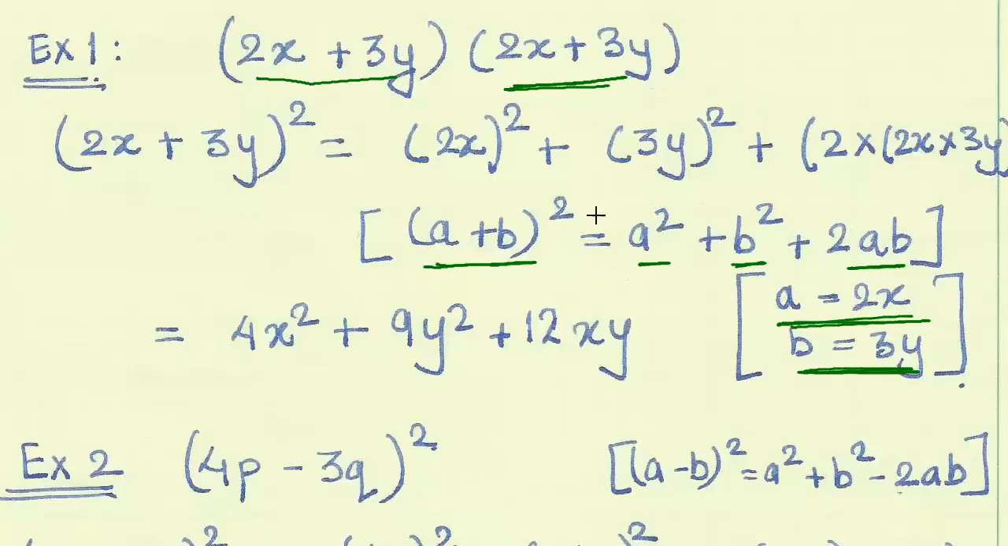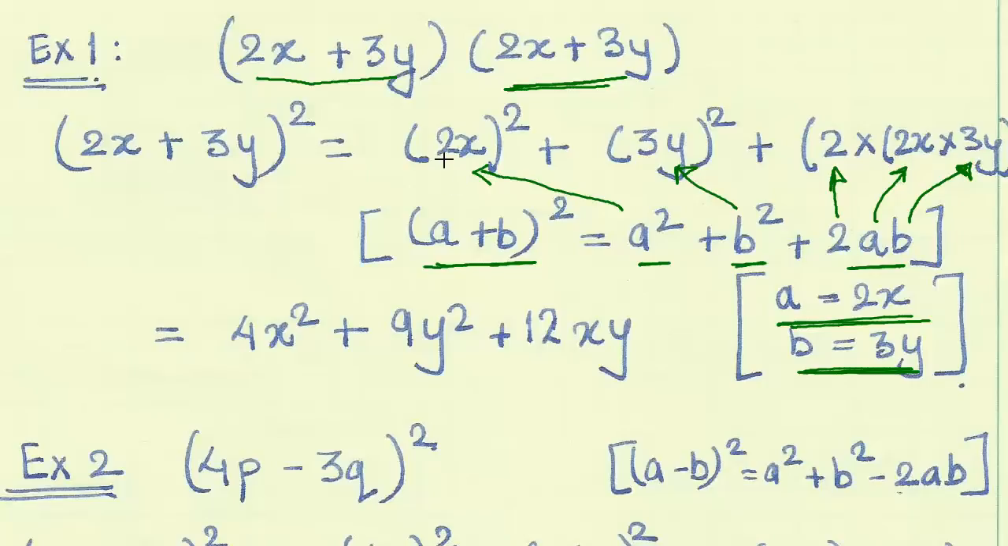So we get a squared. This is for a squared, so (2x) squared, plus b squared, so (3y) squared, plus 2 twice. So this 2 is over here, a is 2x and b is 3y over here. So you have a squared plus b squared plus twice of a into b.